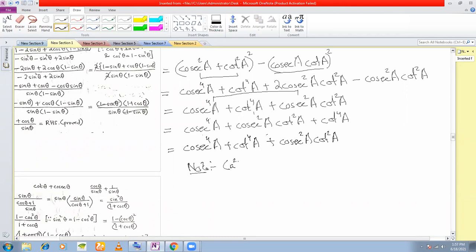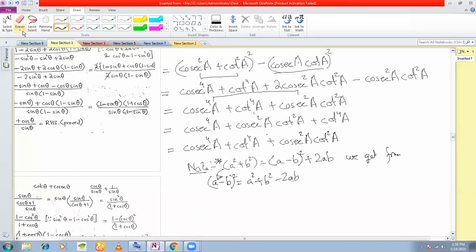that a square plus b square is equal to a minus b whole square plus 2ab. Right? This identity, remember, we get from a minus b whole square, a square plus b square minus 2ab. Okay, we actually get this identity from this.